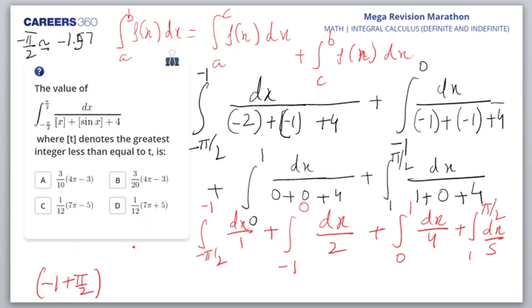And plus the second integral, 1 by 2. 1 by 2 would be outside it. You'll get 0 plus 1.